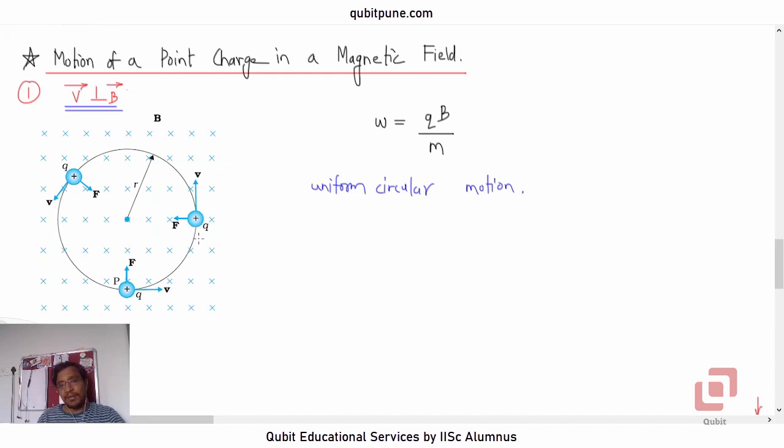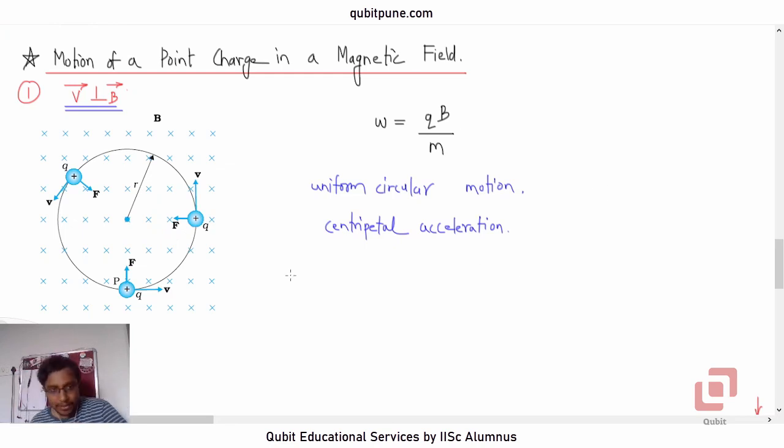And what acceleration do we call it? We call it centripetal acceleration. So this acceleration does not change the speed of the particle, but what does it change? It only changes the direction.